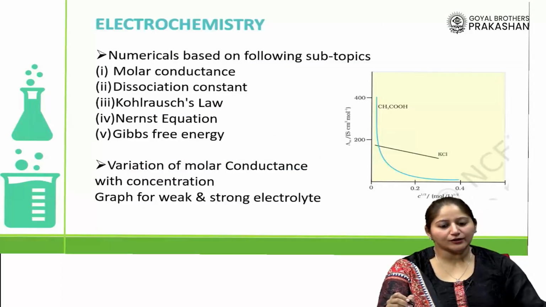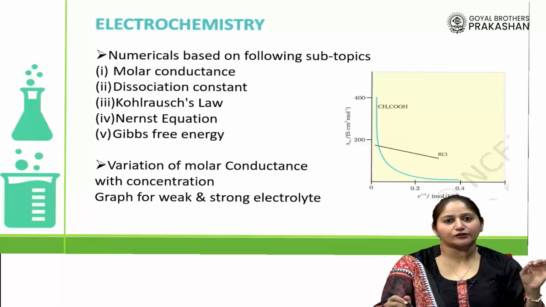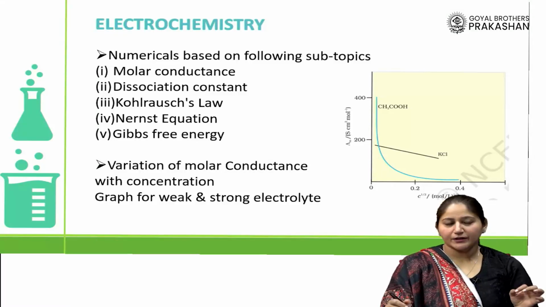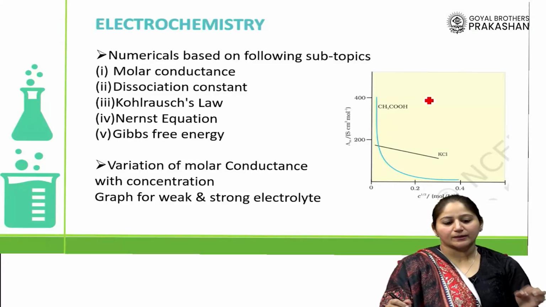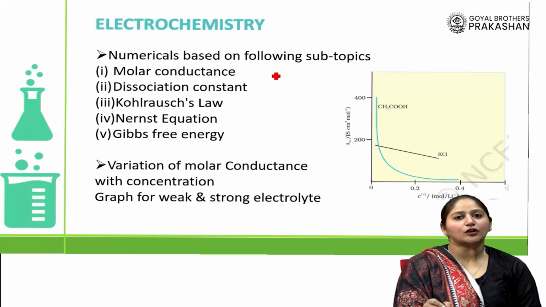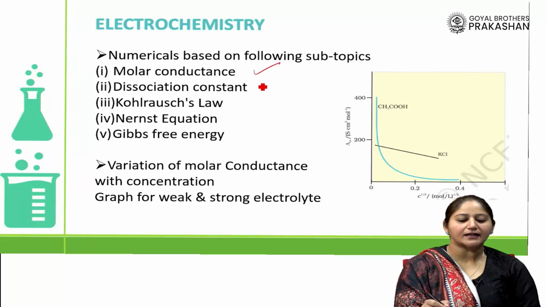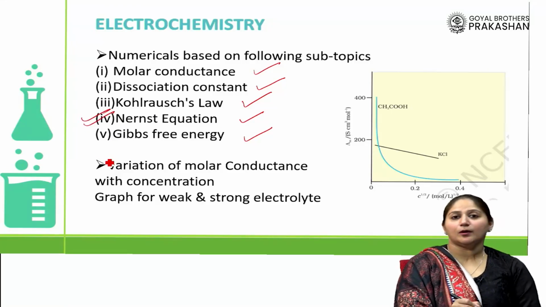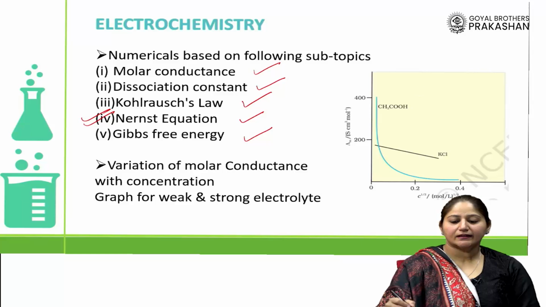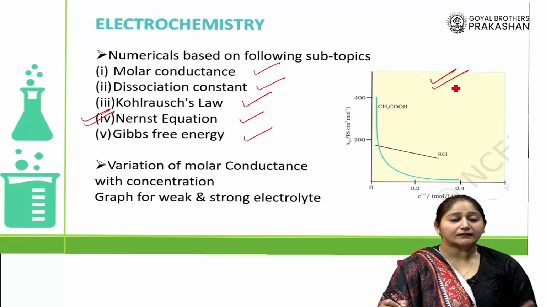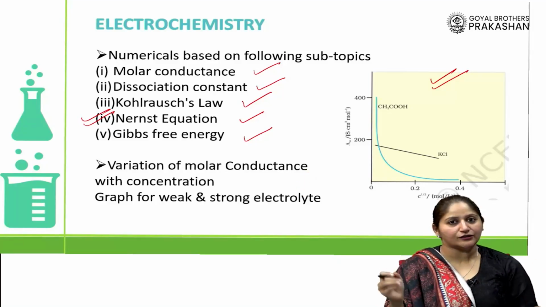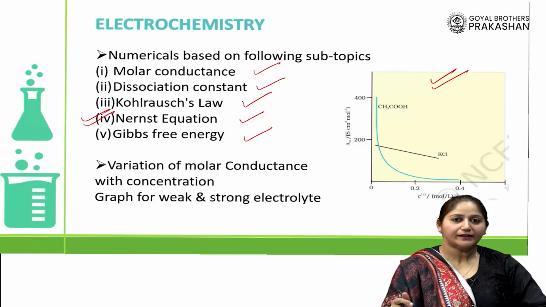Now when we talk about electrochemistry, the important topics from electrochemistry are numericals based on the following topics, that is molar conductance, dissociation constant, Kohlrausch's law, Nernst equation and Gibbs free energy. The Nernst equation is a very popular topic, I must say, and this graph is very important. This graph is the variation of molar conductance with concentration, the graph for weak and strong electrolytes. So make sure you know this graph very well.